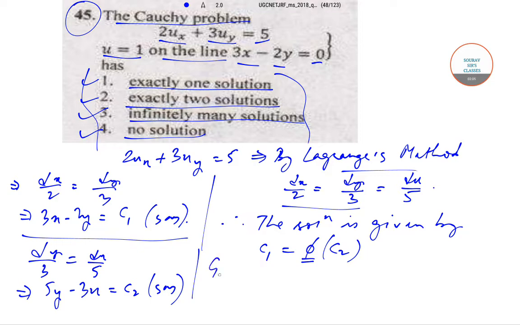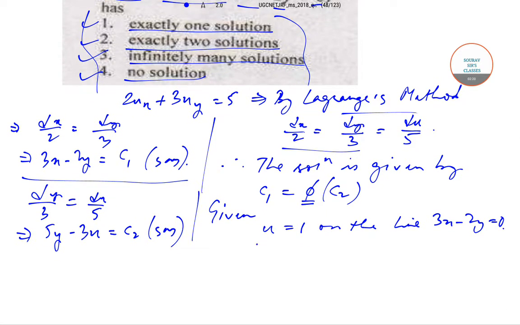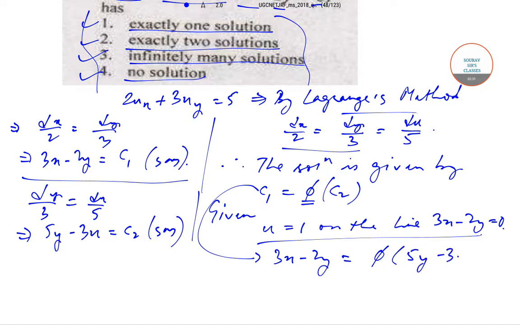Now it has also been given that u = 1 is on the line 3x - 2y = 0. We'll use this relationship at some point. So now c1 = 5c2. Now what is c1? c1 is basically 3x - 2y, which is equal to 5 times (5y - 3u).